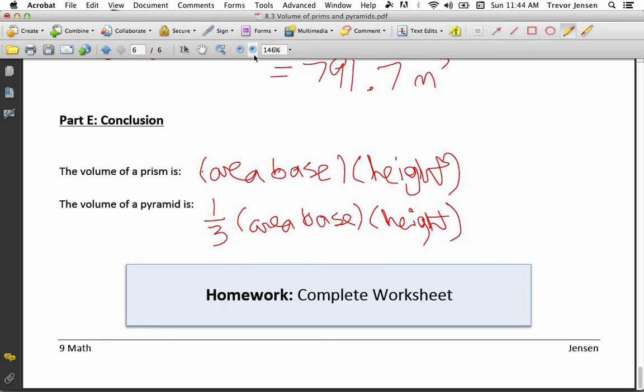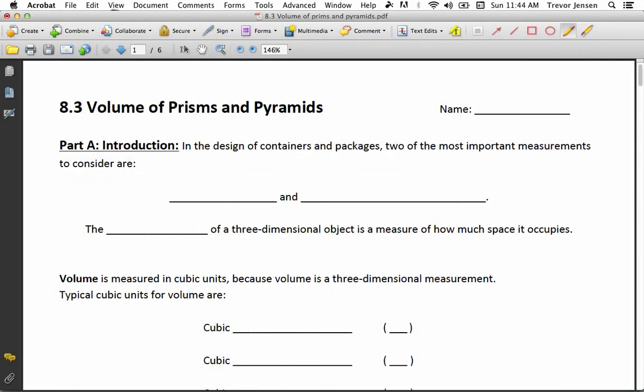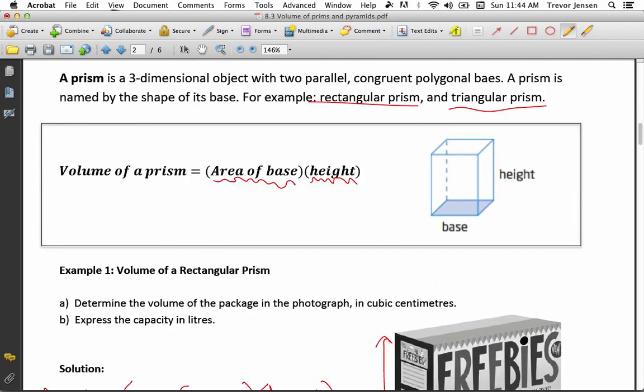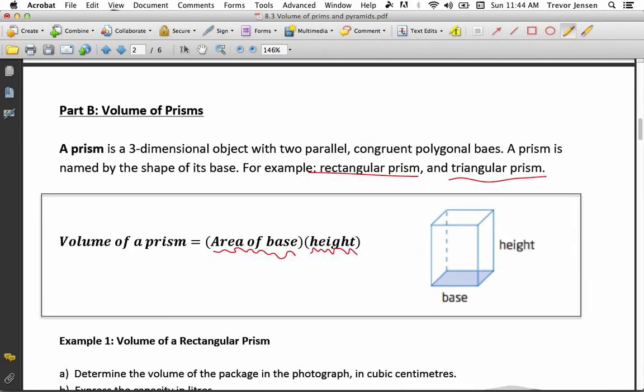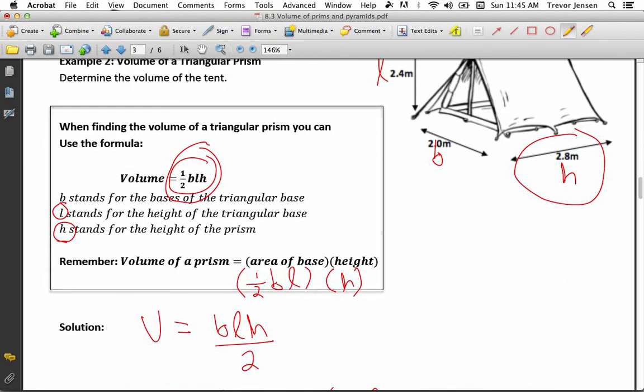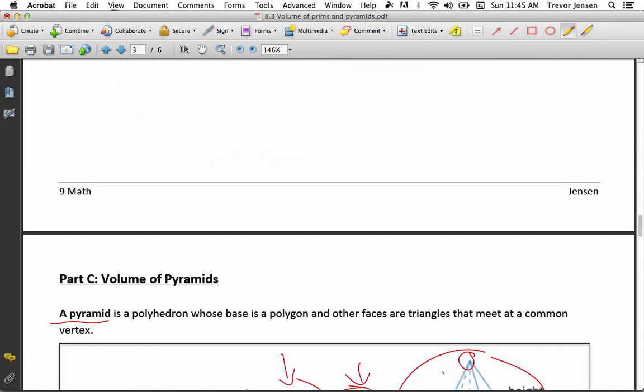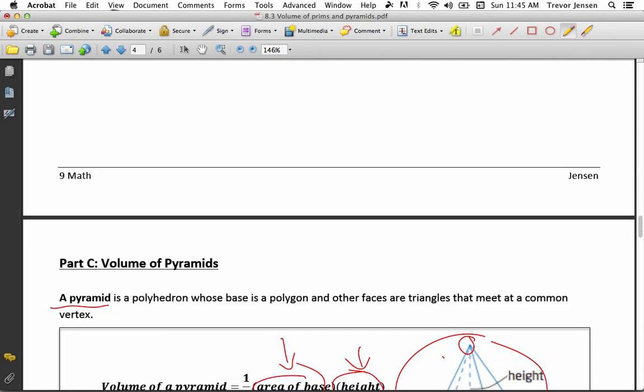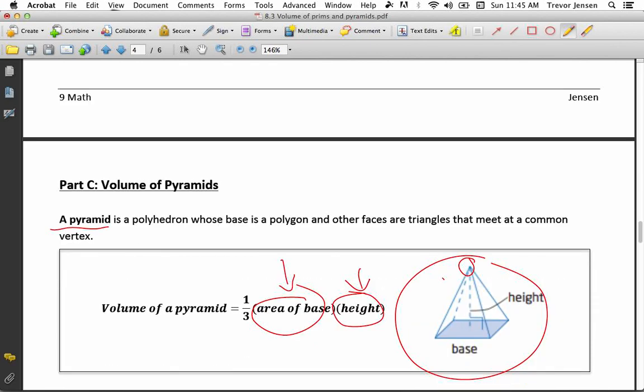So just make sure you know what you're working with. Am I working with a prism, which is a three-dimensional object with two parallel congruent polygonal bases, or am I working with a pyramid, which I'll put up the definition here as well. A pyramid is a polyhedron whose base is a polygon, and other faces are triangles that meet at a common vertex. So if you have a prism, you're going to do area of base times height. If you have a pyramid, you're going to do 1/3 times the area of the base times the height to find the volume of each of those.